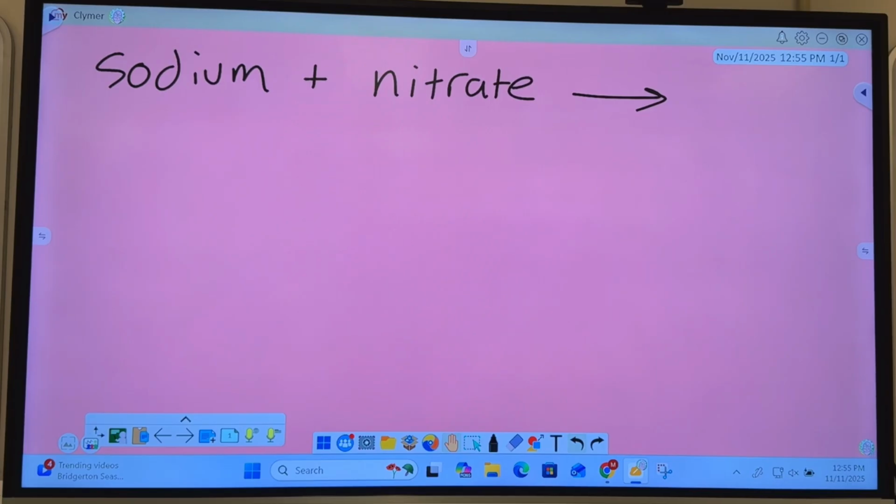Sodium plus nitrate. So let's get the easy stuff out of the way. Sodium, what ion is that going to make? Find it on your periodic table. It's a metal. It's going to be on the left.